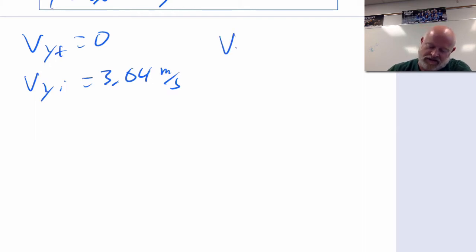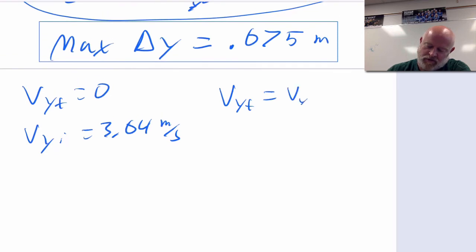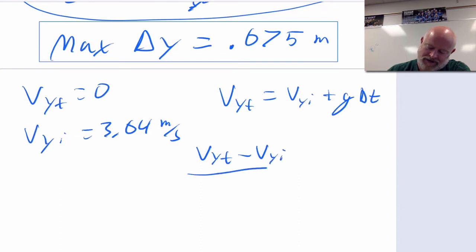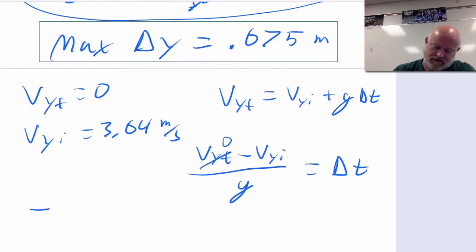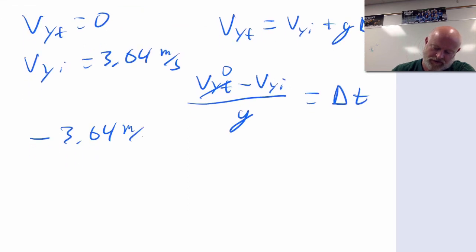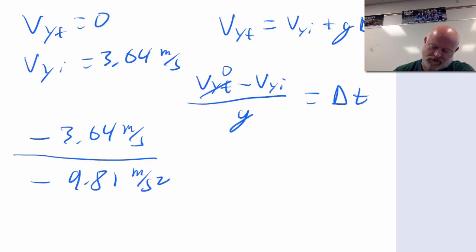I have the equation that velocity y final equals velocity y initial plus g delta t. So I can find t pretty easy here. Velocity y final minus velocity y initial divided by g will give me my delta t. Again, this is 0, so I end up getting a negative 3.64 meters per second divided by a negative 9.81 meters per second squared. Meters cancels, and one of my seconds over here cancels.